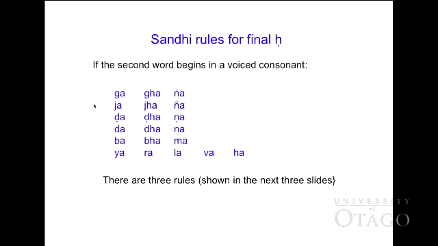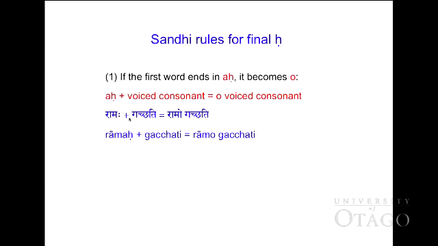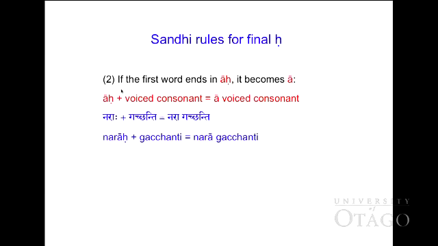If the second word begins in a voiced consonant, like in the chart, there are three rules. First, if the first word ends in aḥ, it becomes o. Aḥ plus voiced consonant will be o plus voiced consonant. Example, Rāmaḥ gacchati will be Rāmo gacchati. Second, if the first word ends in āḥ, it becomes ā. Āḥ plus voiced consonant will be Narā gacchanti, from Narāḥ gacchanti.